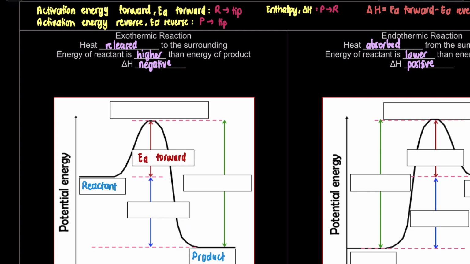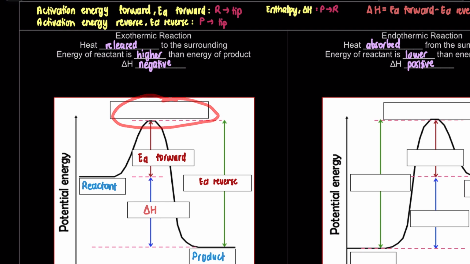Whereas the activation energy reverse is from the product to the tip. So from product here to the tip. So here is actually our EA reverse. Then between our reactant and the product is our delta H. Delta H. Okay. So what about the top here?